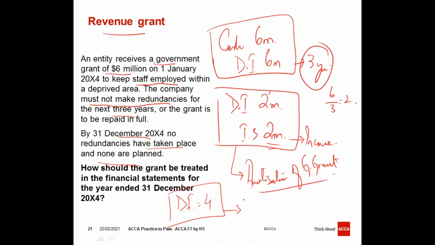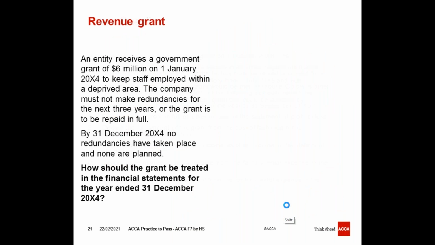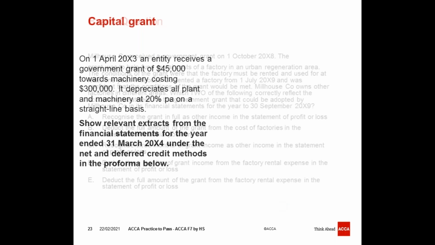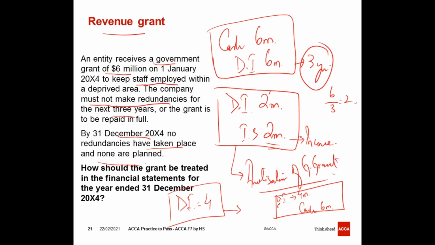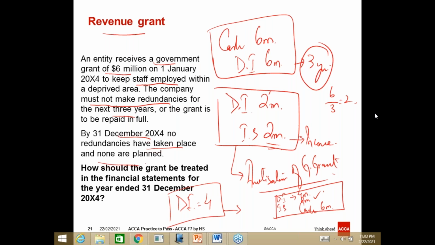So what will be the accounting entries for the repayment of the government grant? What do you think should be the accounting entry for the repayment? Cash will be credited by 6 million. Deferred income will be debited by 4 million because it has a balance of 4 million. So the remaining difference of 2 million will go in the income statement. So this will be the accounting entry as an expense. Yes, this is an expense which will go in the income statement. Very good.